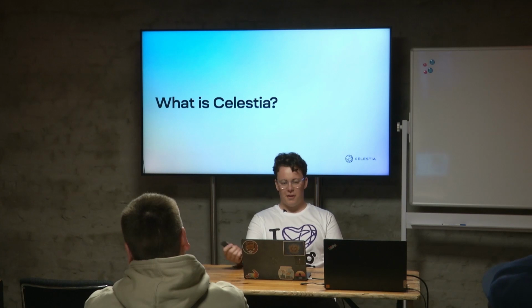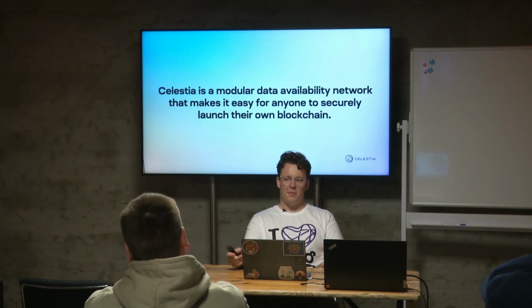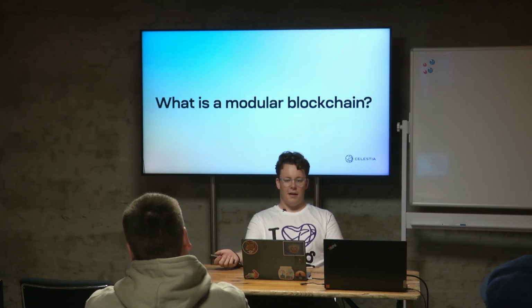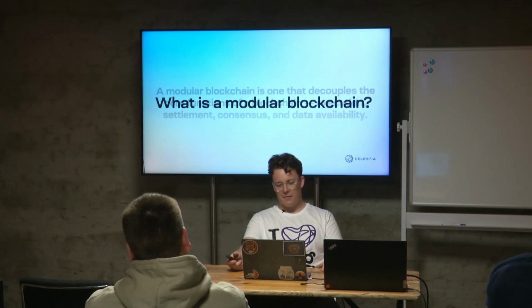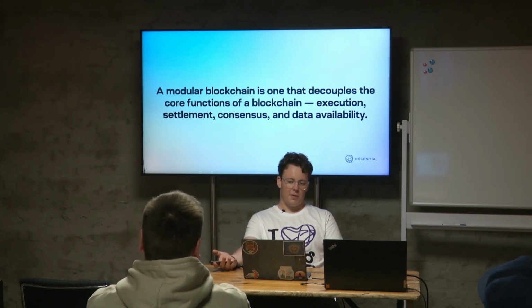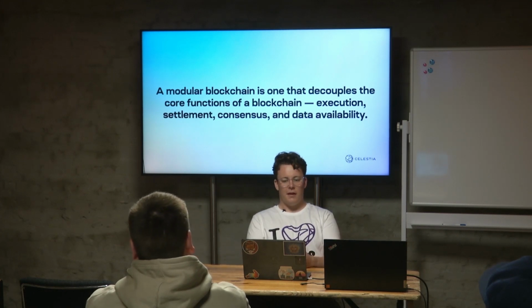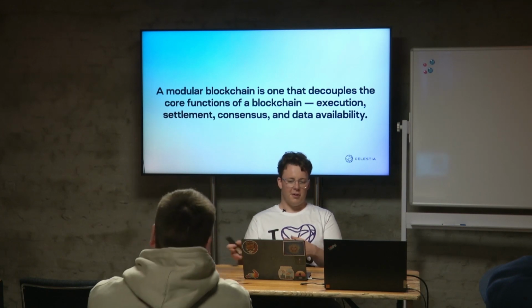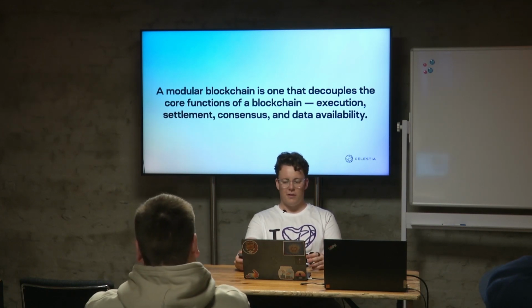So first, what is Celestia? Celestia is a modular data availability network that makes it easy for anyone to securely launch their own blockchain. If we cut some of that out, Celestia allows anyone to make their own modular blockchain. It's probably important to define what a modular blockchain is before we go too deep. A modular blockchain is a blockchain that decouples the core functions of a blockchain. It basically breaks them apart and splits them into execution, consensus, and data availability. We can also think of settlement as one of the layers, but I think those three are the easiest for the mental model.